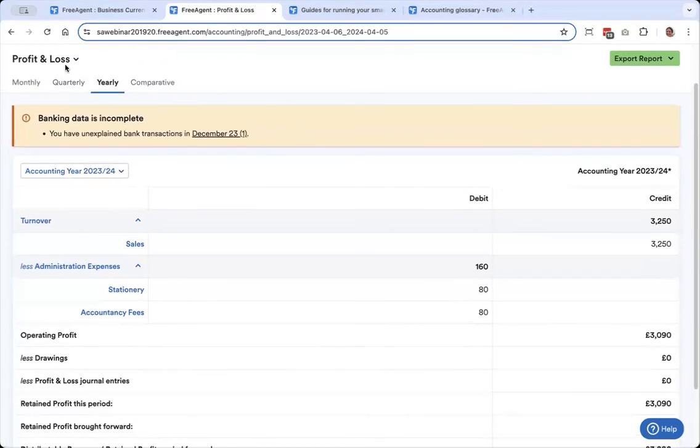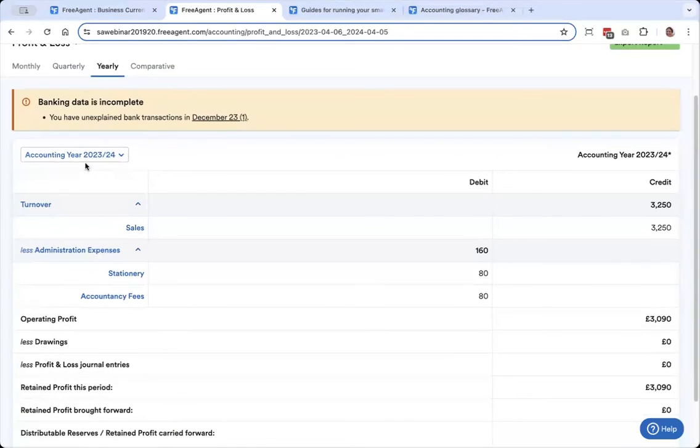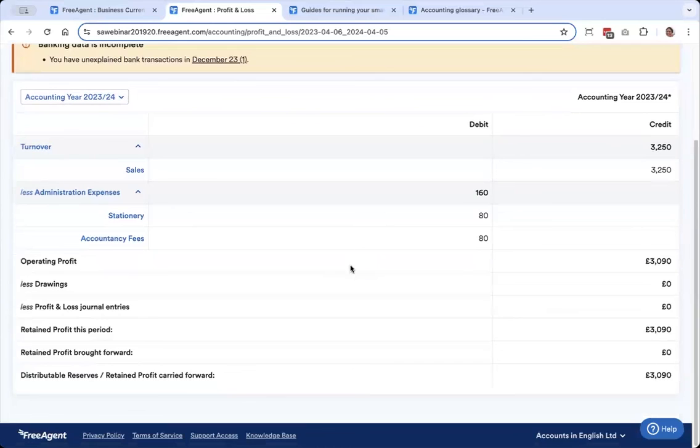So this profit and loss account, or P&L for short, what it does is it adds up for a given period of time your business's income less its day-to-day running costs. So see there, we've got some stationery and we've got some accounting fees. So what we can see here is that for this particular year, we've made a profit of just over £3,000. A business has made a profit if its income exceeds its day-to-day running costs. It's made a loss if its costs exceed its income.